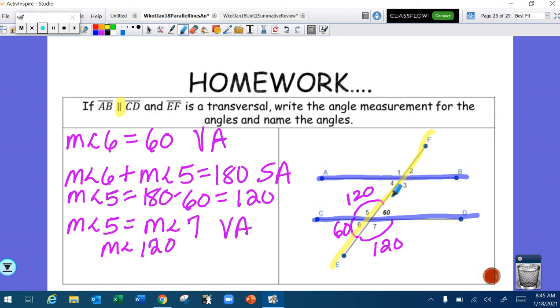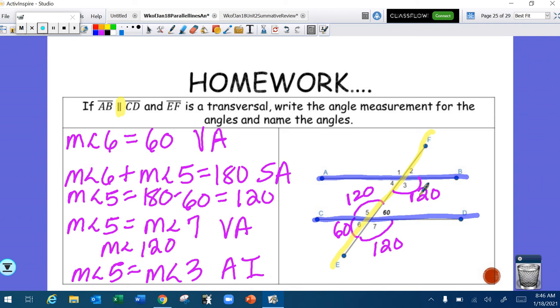So if I look at 5 and 3, they're on alternate sides of the inside, and they're on alternate sides of that yellow segment right there. So 5 and 3 are called alternate interior angles. So I can say that the measure of angle 5 is equal to the measure of angle 3, and that's because they're alternate interior angles, and I'm going to call them AI. So if 5 is 120, so is 3 going to be 120 degrees.